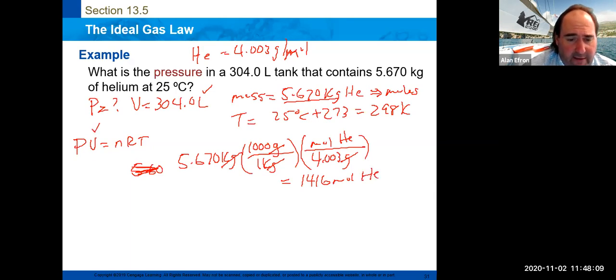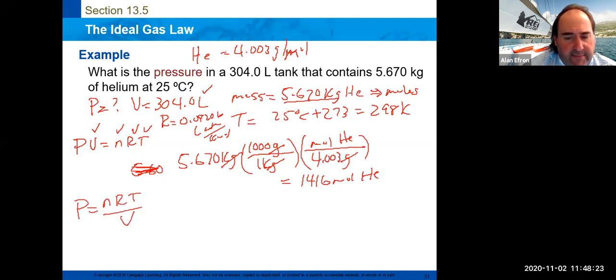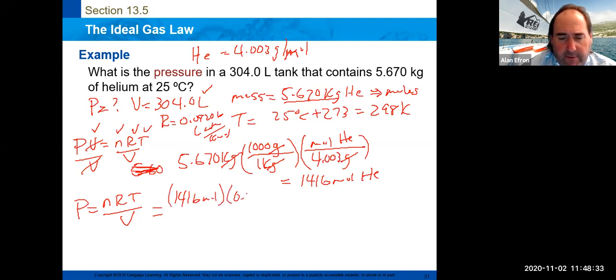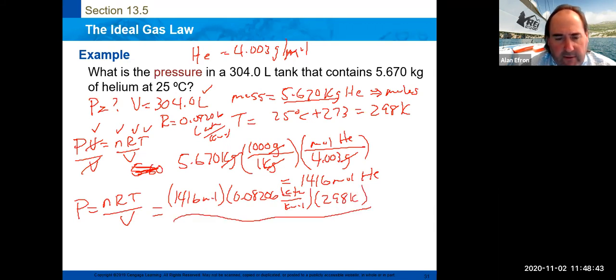So we now have our volume, we now have our moles. Remember, we always have R. And we do have our temperature. So to solve for pressure, that would be nRT divided by V, bringing V to the other side here. And put our numbers in, gives us 1416 moles, our R, which is 0.08206, our temperature, which is 298, all divided by our volume there, which is 304 liters. Moles will cancel, Kelvin will cancel, liters will cancel. That's going to leave us atmospheres as the only unit left, which is good because we're looking for a pressure.